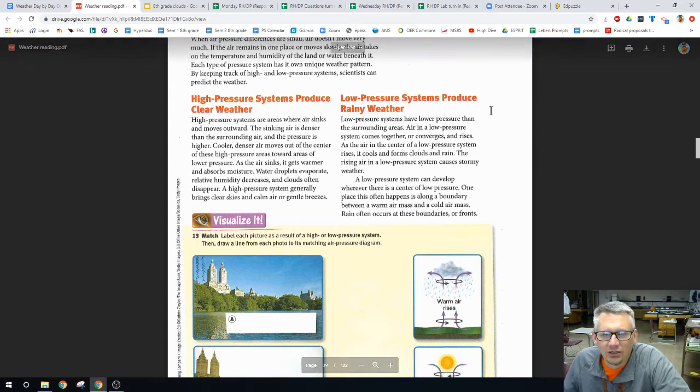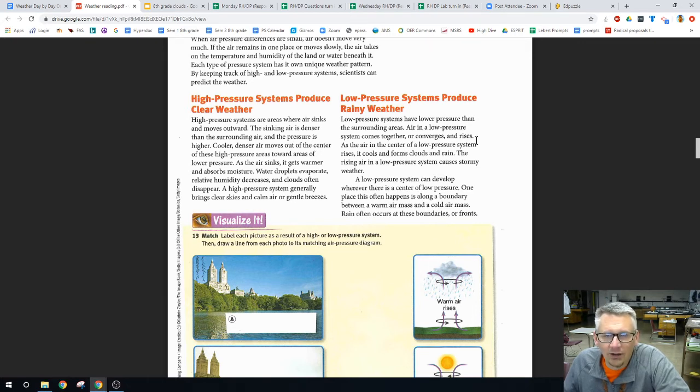Low pressure systems produce rainy weather. Low pressure systems have lower pressure than the surrounding areas. Air in low pressure systems comes together, or converges, and rises. As the air in the center of a low pressure system rises, it cools and forms clouds and rain. The rising air in low pressure systems causes stormy weather.